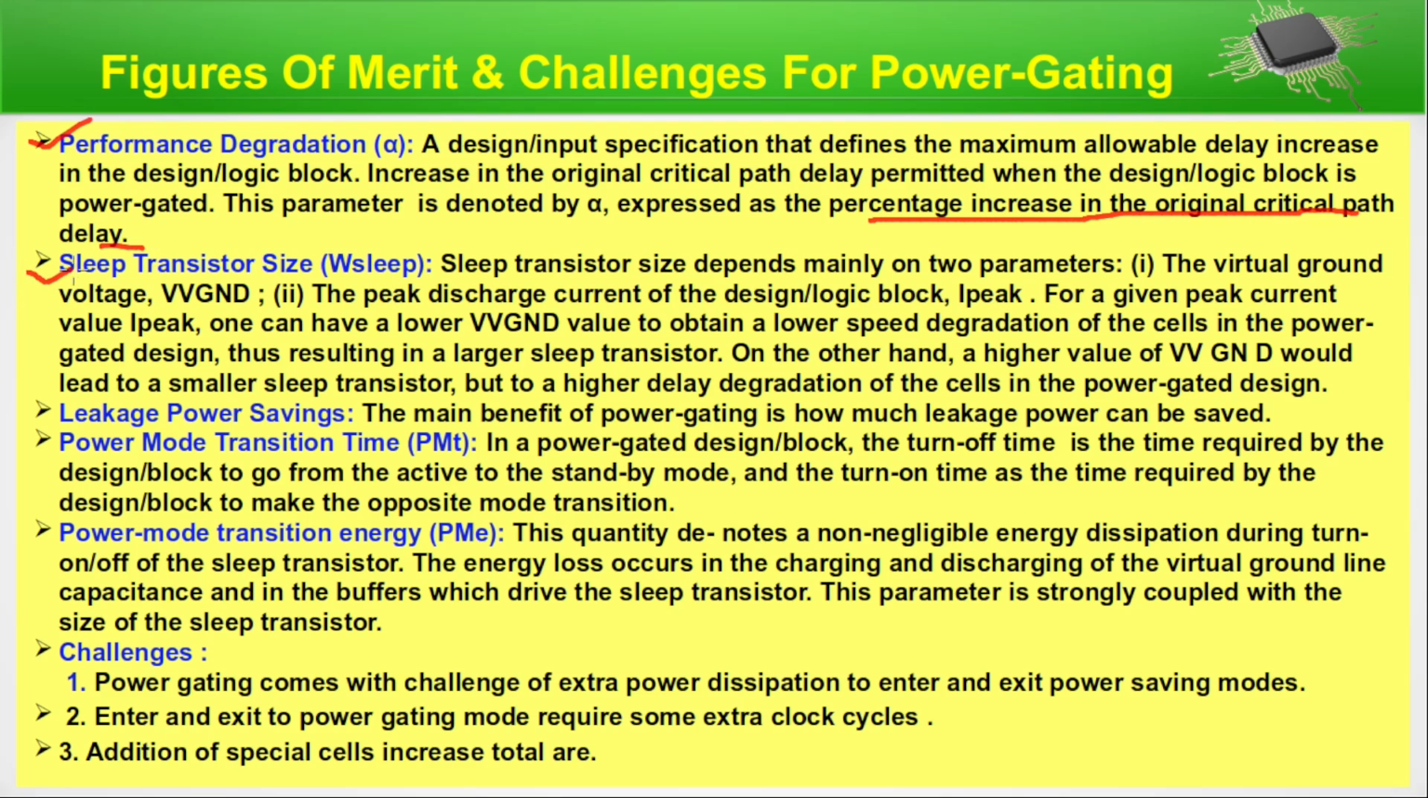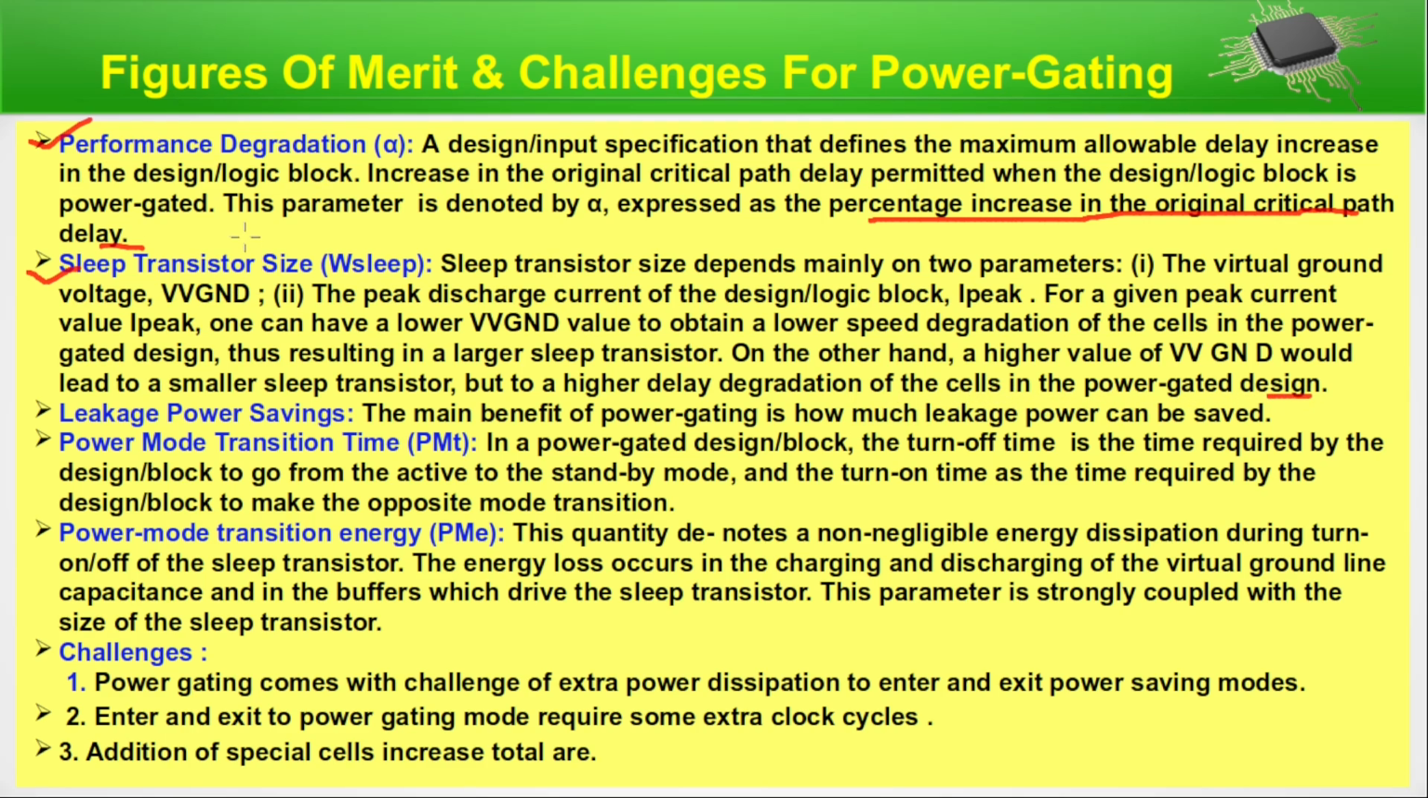Now sleep transistor size. Sleep transistor size depends mainly on two parameters: the virtual ground voltage, V virtual ground, and the peak discharge current of the design or logic block, IP. For a given peak current value IP, a lower virtual ground value gives lower speed degradation of the cells in the power gated design, thus resulting in a larger sleep transistor. On the other hand, a higher value of virtual ground would lead to a smaller sleep transistor, but to a higher delay degradation of the cells in the power gated design.